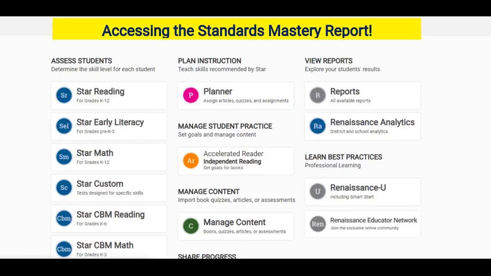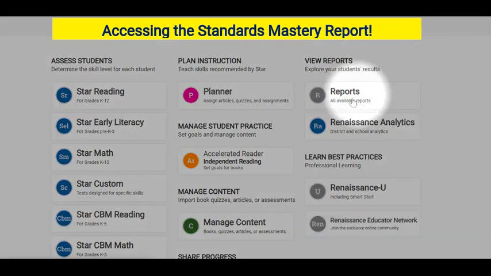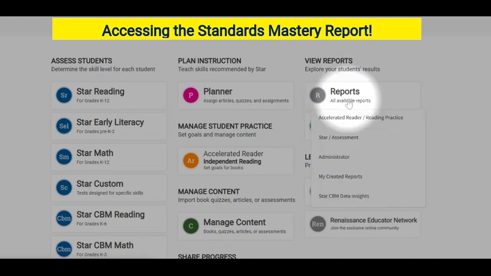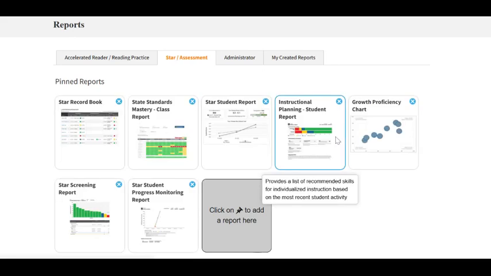We need to navigate to the Standard Mastery Report. In order to do this, we are going to be using the report tile to jump to the report landing page. You may either select reports this way, or perhaps you're in the record book and you could just select view reports. Again, if you're here, then Star Assessment.